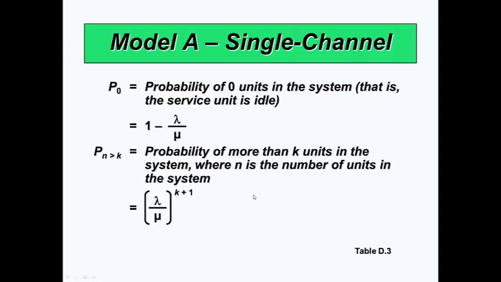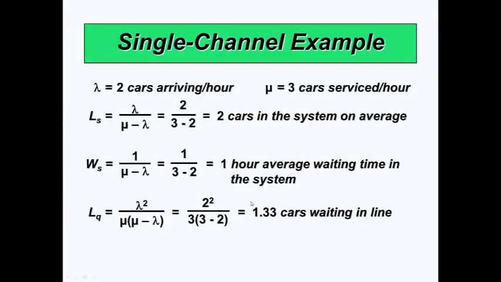So let's look at a simple example. Lambda is 2 cars arriving per hour. So this is the example of a small auto mechanic shop. 2 cars arriving per hour. Mu is 3 car service per hour. So definitely mu is greater than lambda, which is good.